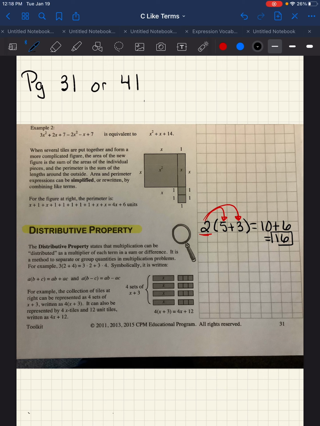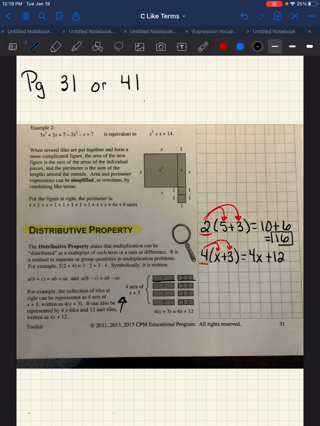Now, why do we want a different way? Well, because when we have problems like this one over here with the tiles, we have 4 groups of (x plus 3). So 4 groups of x plus 3, well, we're going to do the same thing. The 4 is our multiplier times each thing in the parentheses, right? So 4 times x is just 4 times x, right? We write that as 4x. That's what that means, 4 times x. And 4 times positive 3 is positive 12.